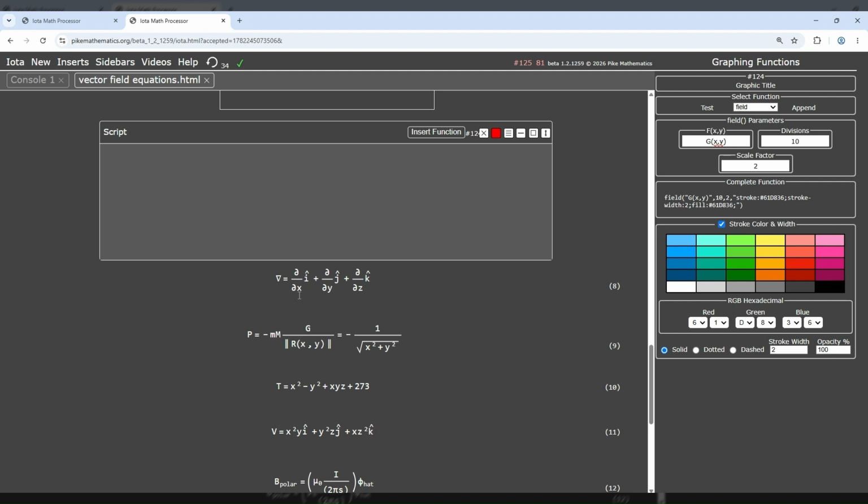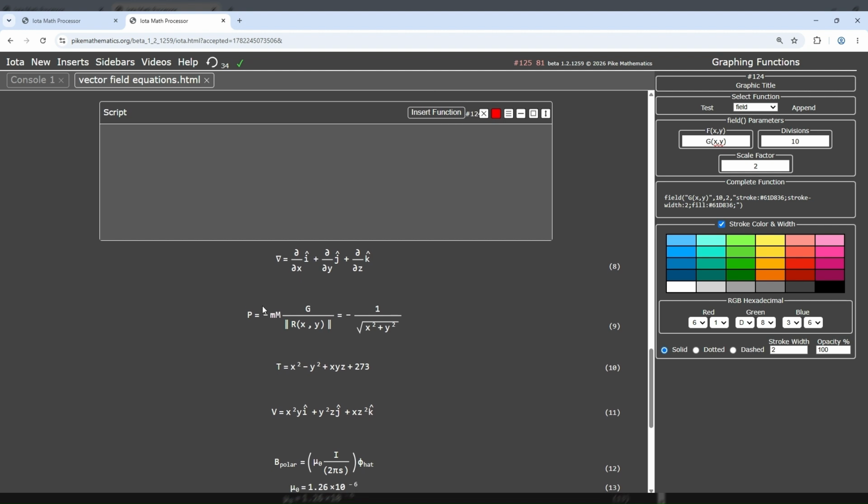And what does it do? Basically, what the gradient does is it takes a scalar function and it takes the partial derivative of that function with respect to x and it puts it here. And then it takes the partial derivative with respect to y of that scalar function and puts it there. And similarly, it takes the partial derivative with respect to z of that scalar function and puts it there. So let's see how to get an example of that.